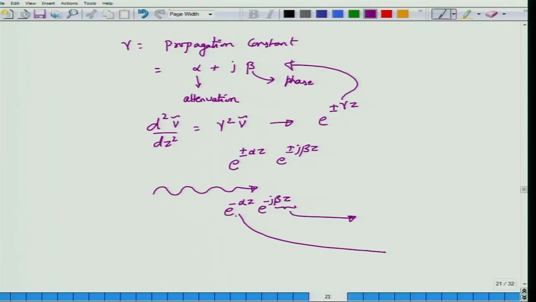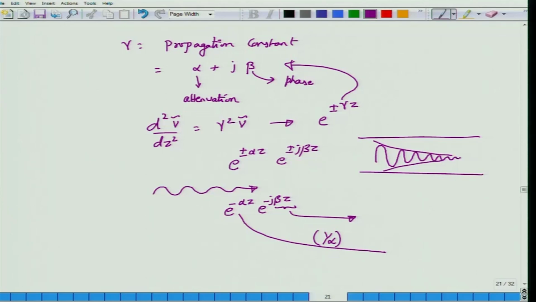The rate at which this amplitude decays is given by alpha, and this minus j beta z will tell you that the voltage wave is actually harmonically oscillating. So, if you look at the voltage on the transmission line, the voltage along the line would change something like this. Along the line you would see that the amplitude continuously decays and the voltage is still oscillating at an appropriate frequency and the phase constant of beta.